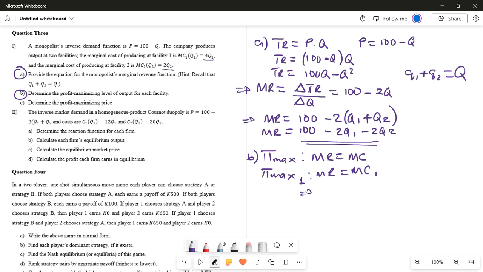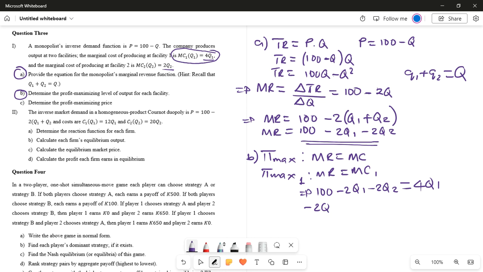So marginal revenue is the same, 100 minus 2Q1 less 2Q2, which should then equal the marginal cost of firm number 1. But we've been told in the statement that the marginal cost of producing at facility 1 is 4Q1. So this is equal to 4Q1. Then from here you can just get the like terms together. We collect the like terms together, right? So let's do that.